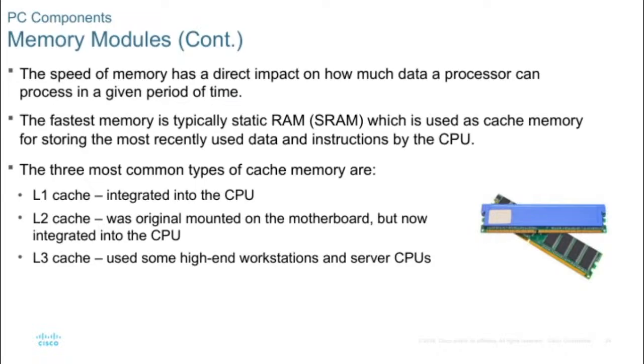Cache memory uses static RAM, or SRAM, which is the fastest type of memory. This speed matters because it directly affects how quickly the processor can handle data and instructions.